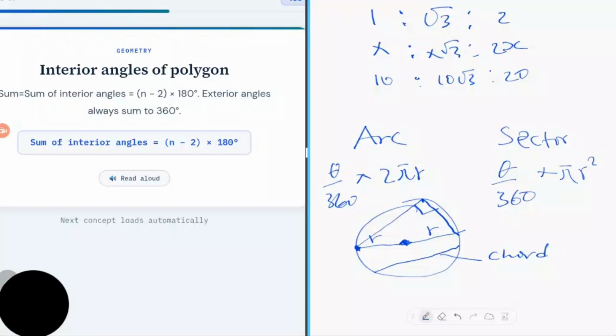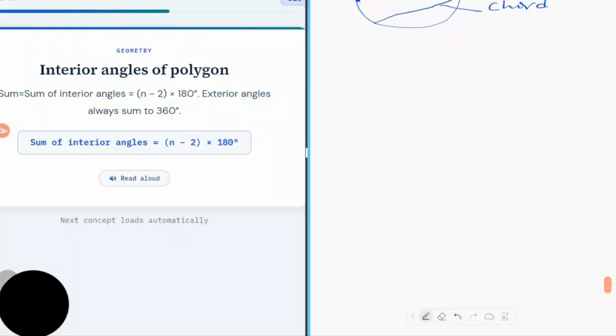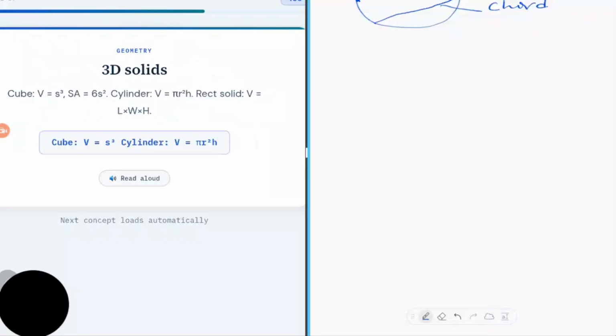The interior angle sum of a polygon is n minus 2 times 180. What is a polygon? A polygon is a geometric shape bounded by 3 or more lines. The interior angle sum of a triangle is 180, because a triangle has 3 sides. 3 minus 2 is 1, and 1 times 180 is 180 degrees. But for the exterior angles, no matter the polygon, the sum is 360.